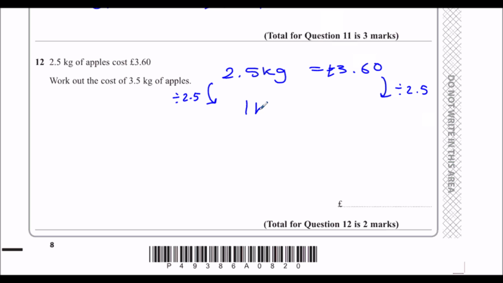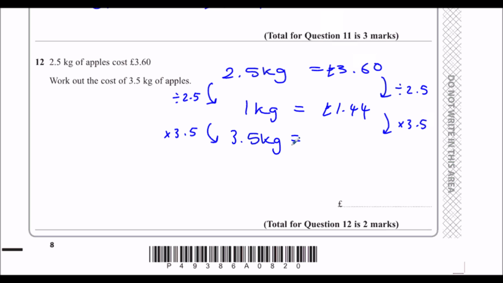I'll get 1 kilogram. So 360 divided by 2.5 gives me £1.44. So it's £1.44 per kilogram, and I've got 3.5 kilograms. So I'm going to multiply by 3.5. So 3.5 kilograms, 1.44 times 3.5. That is £5.04.